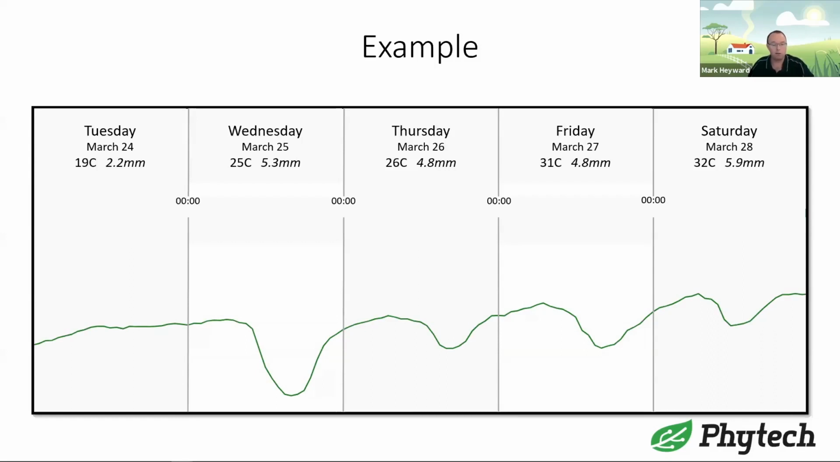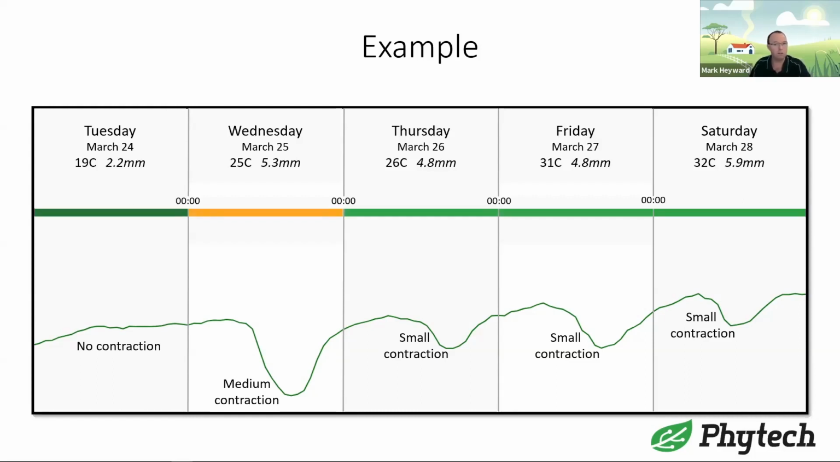So this is the data from 3 trees, and we can see distinct differences in the behaviour. On the Tuesday there, the low evapotranspiration day, there wasn't any contraction of the tree. On the Wednesday was a medium contraction. On Thursday, Friday and Saturday, we had small contractions. And so, as I said, we've got a full recovery each day, so that's not really a factor, but the size of these contractions is in this case what's driving the different colours.